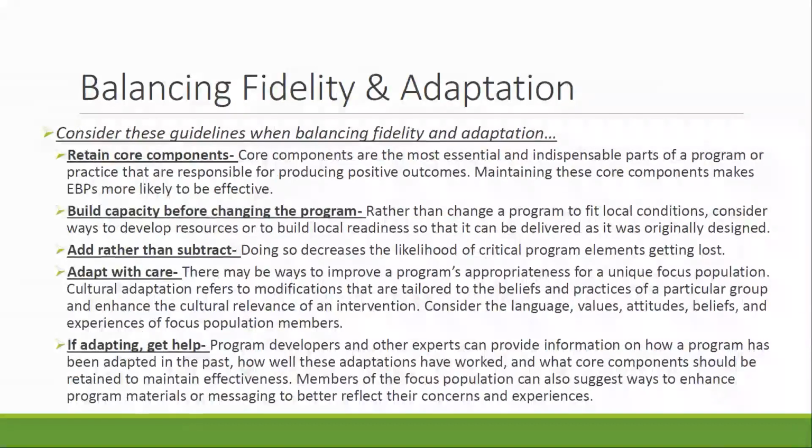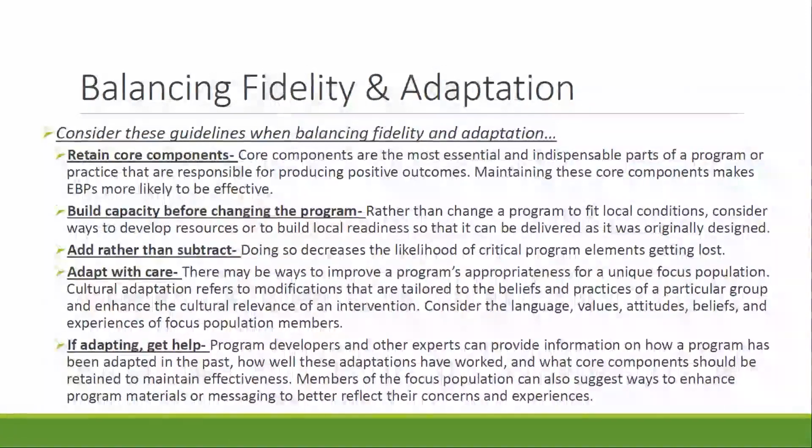So some of the key guidelines to think about are retaining core components. Evidence-based programs are most likely to be effective when their core components are maintained. Core components are those parts of a program or practice that are responsible for producing positive outcomes and thus the most essential and indispensable. Core components are like the key ingredients in a cookie recipe. We can take out the chocolate chips, but if we take out a core component like flour, the recipe just won't work. Understanding and adhering to the principles underlying each core component may allow for some flexibility.